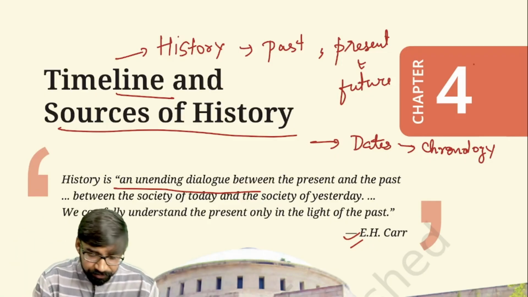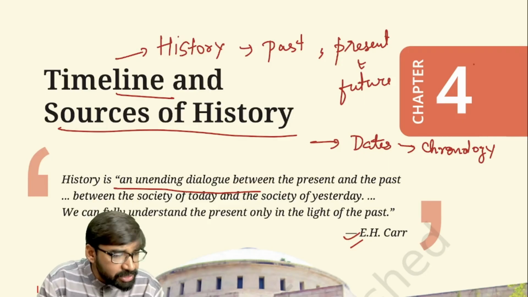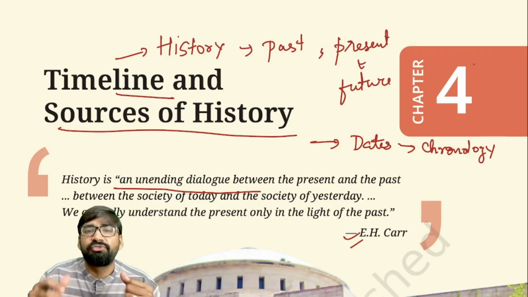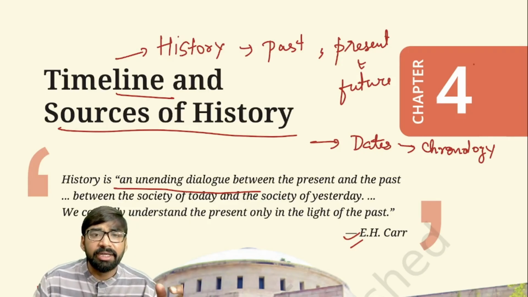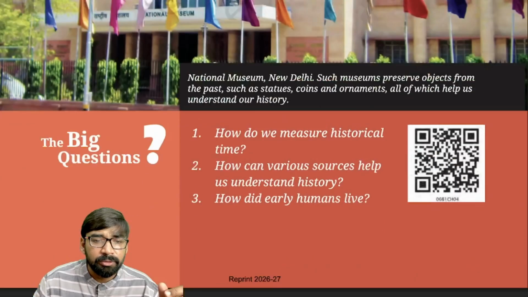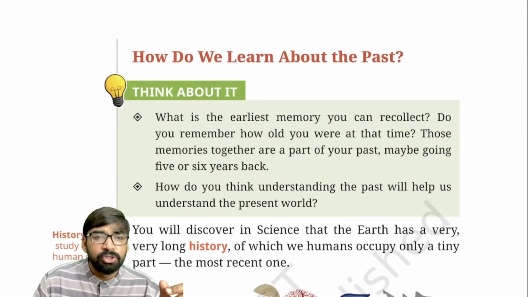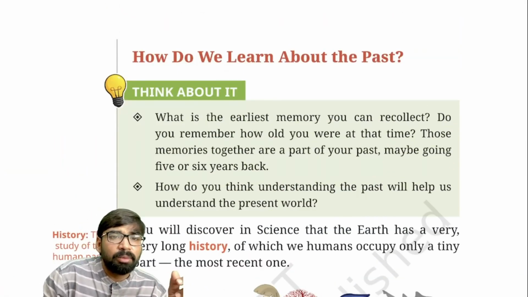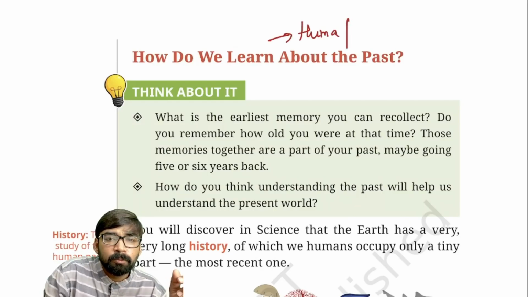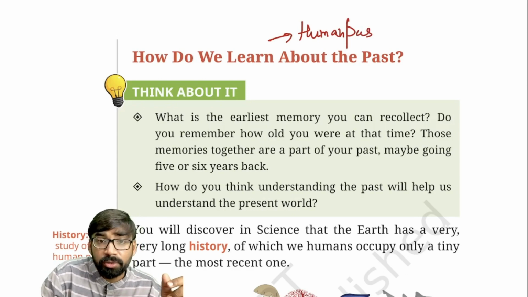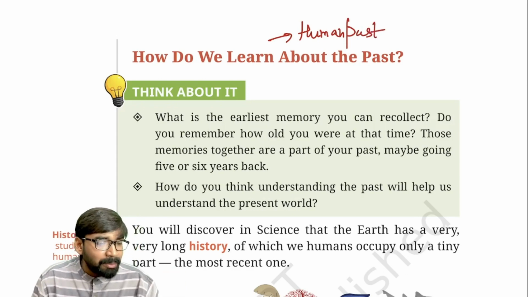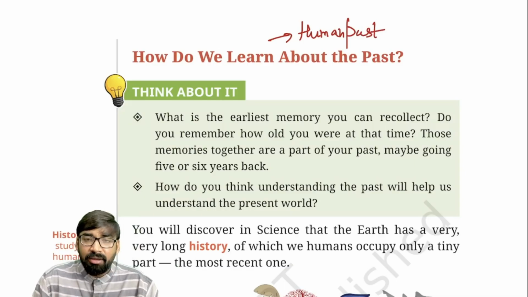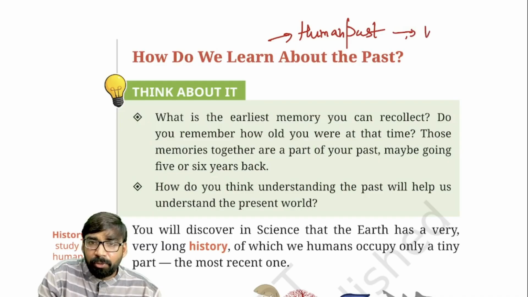So what is history? As we have seen here, history is just about the study of human past. ये और कुछ नहीं है, it is just the study of human past. History is all about the human past. ठीक है. अब जब हम human past की बात करते हैं, what do you understand from human past? Now, why is it important?